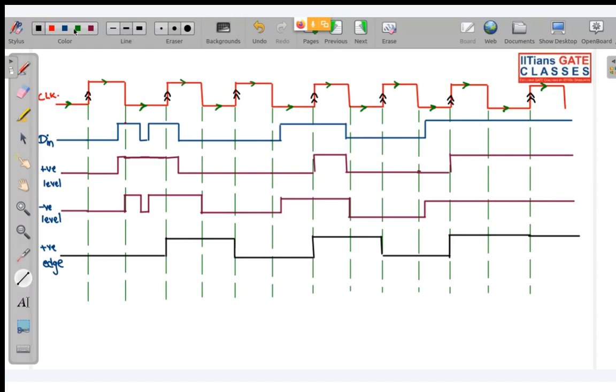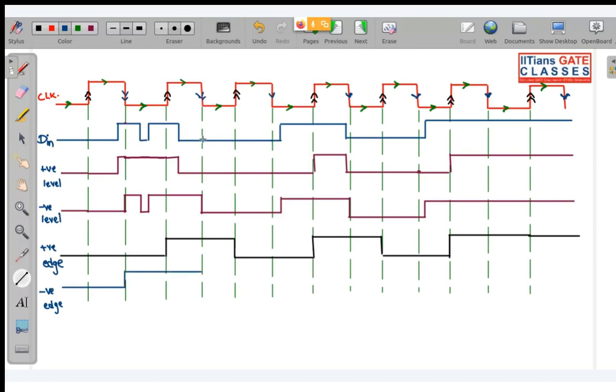Now last is what? We have your negative edges. So for negative edges, these are your negative edges. Your output is only allowed to make a transition at the negative edge. So look, initially at this negative edge, input is 1. Initially the output is 0. So at this point, you can see input is 1. So till your next negative edge, your output is going to be held at 1.